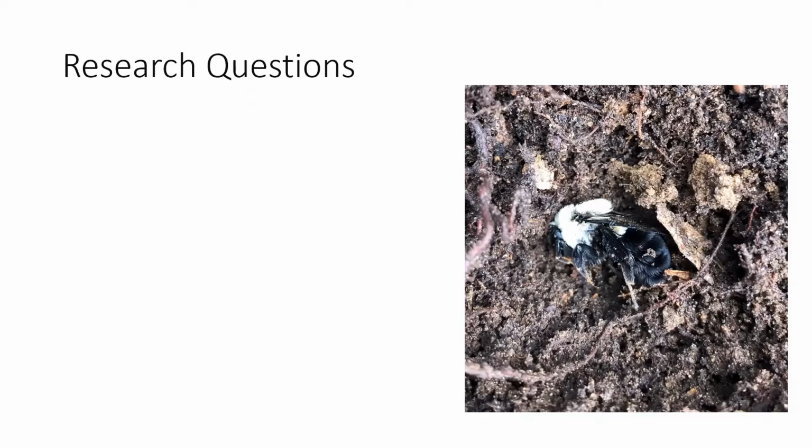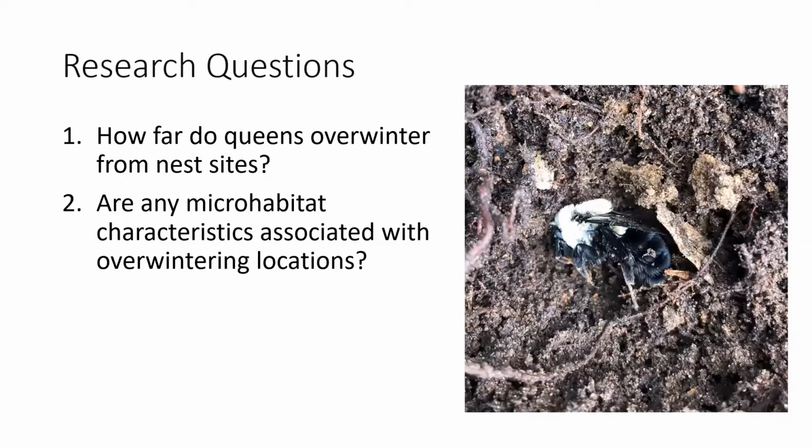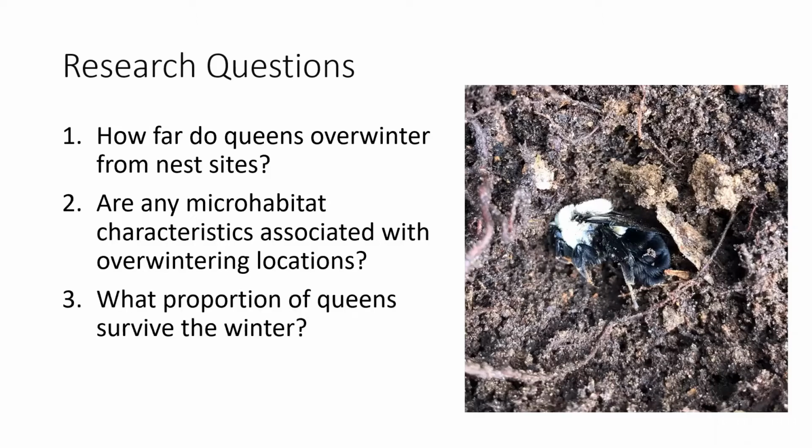I was interested in two main questions around where these bees are overwintering. Firstly, I wanted to know how far are queens overwintering from nest sites? And second, I wanted to explore if there are any microhabitat characteristics associated with overwintering locations. I also was interested in exploring whether or not we can monitor the survival of queen bumblebees. For lots of insect species, we know that overwintering survival is a really important predictor of population size the next year. But this just isn't a vital rate we've really been able to capture in the field for any Bombus species that I can think of. And so I was really interested in characterizing what proportion of queens were surviving over the winter.